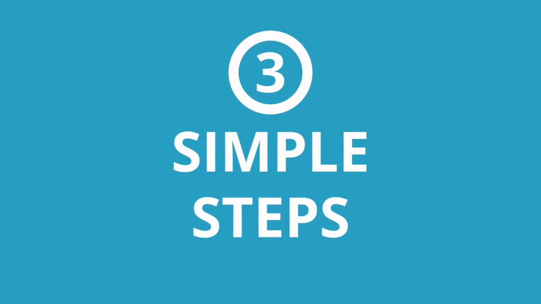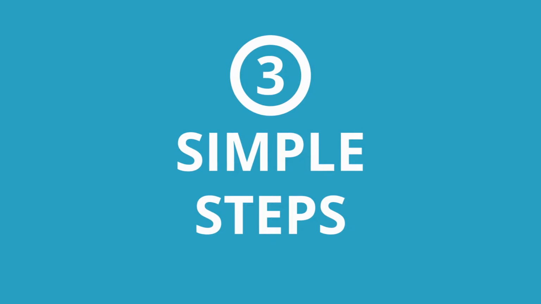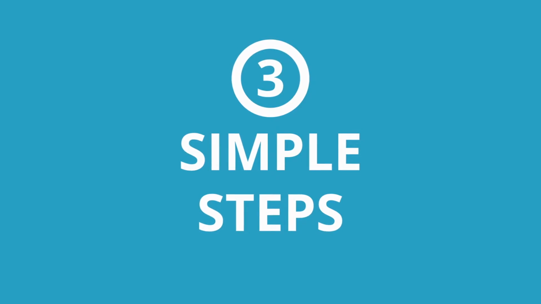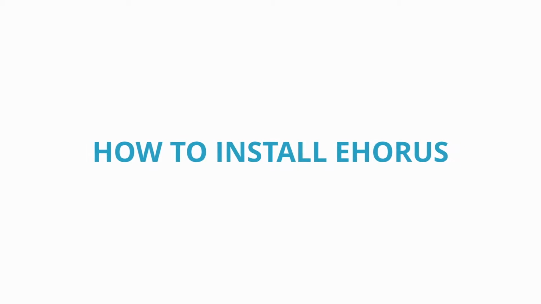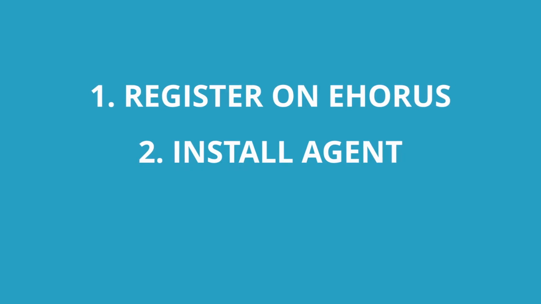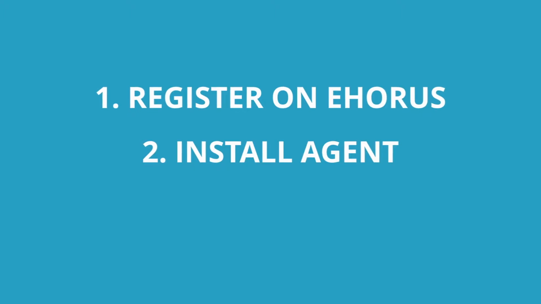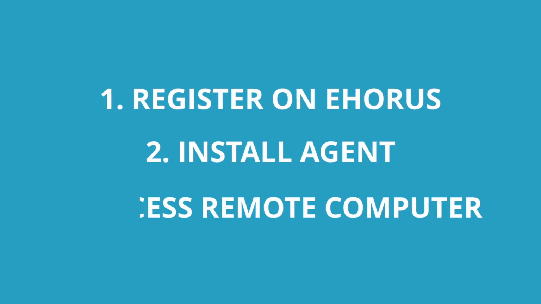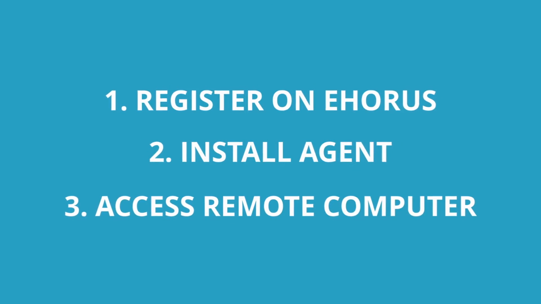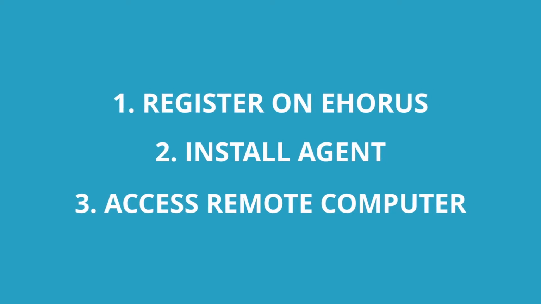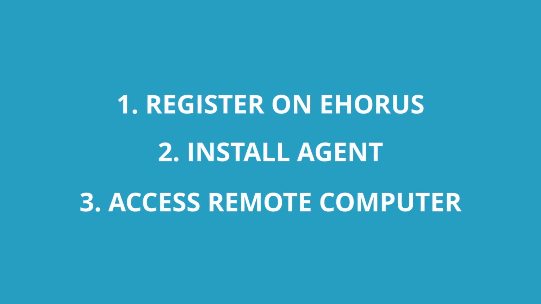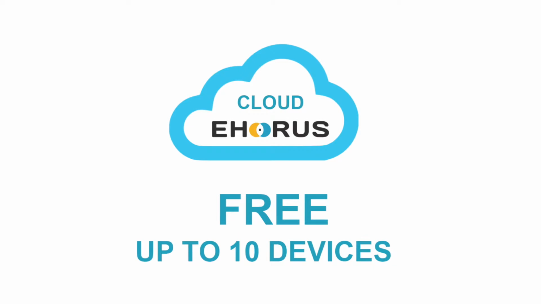Throughout this video, we will learn in three simple steps how to install eHorus. We will use a Windows machine as a remote computer since it is the most widespread operating system, but there are also agents for Mac and Linux. The three steps for installing eHorus are very simple. First, sign up on eHorus.com website. Second one, download the agent to be installed on the computer that you wish to access remotely. And third one, access the remote control system from your browser. It is that simple, and then you will already have your remote control software ready.